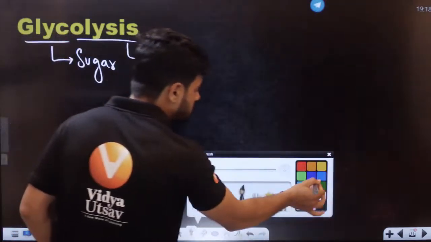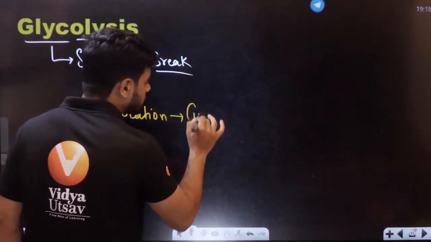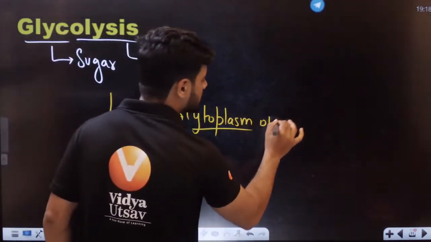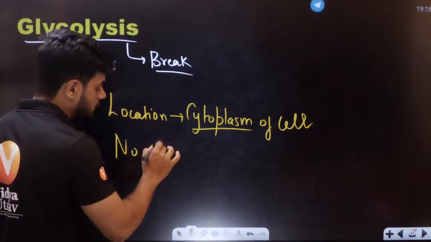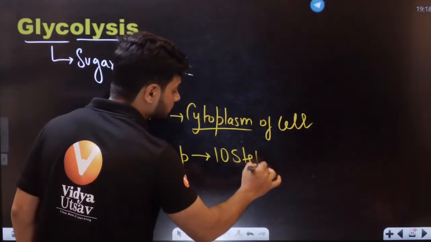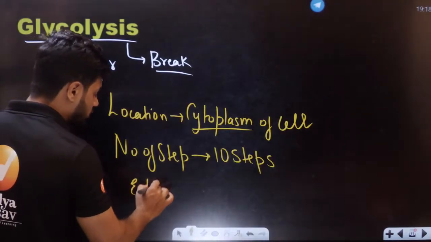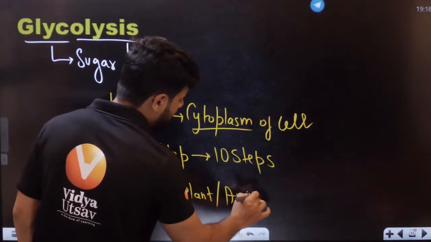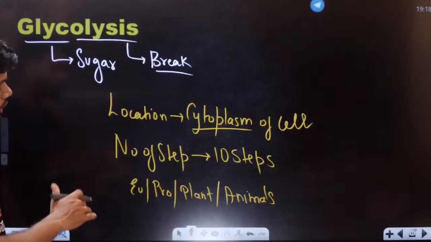Okay. Now you might ask me, sir, where does it happen? What is the location, students? It happens in the cytoplasm of the cell. Now, how many steps are there, students? This reaction has 10 different steps. Students, it happens in eukaryotes, prokaryotes, plants, animals, everywhere. In all the organisms, this happens.